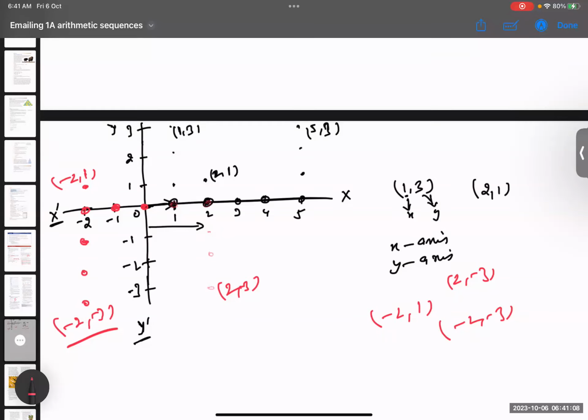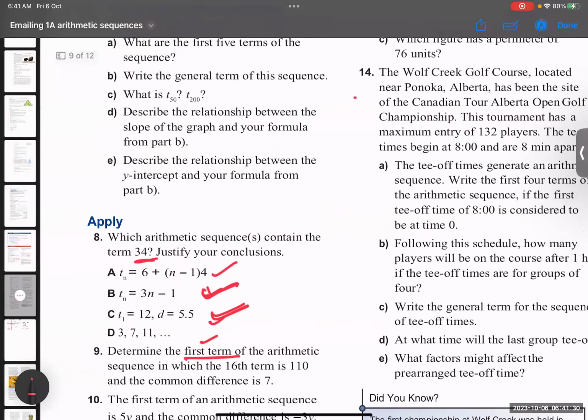So how is it related to arithmetic sequences? We can learn this before. Just wait. Don't run. First, you must know how to find out the point. You understood that? Now, I am going to the question.